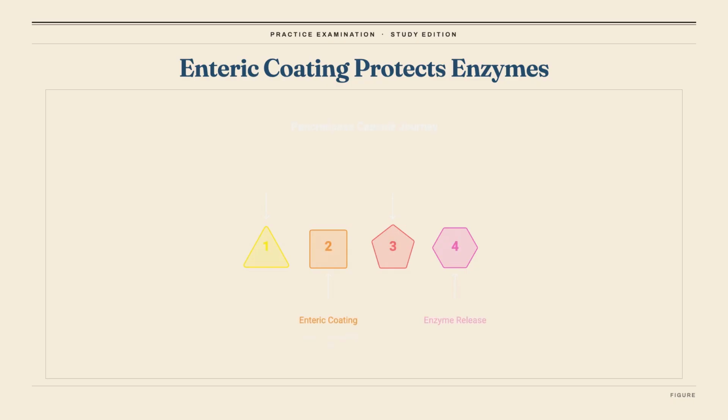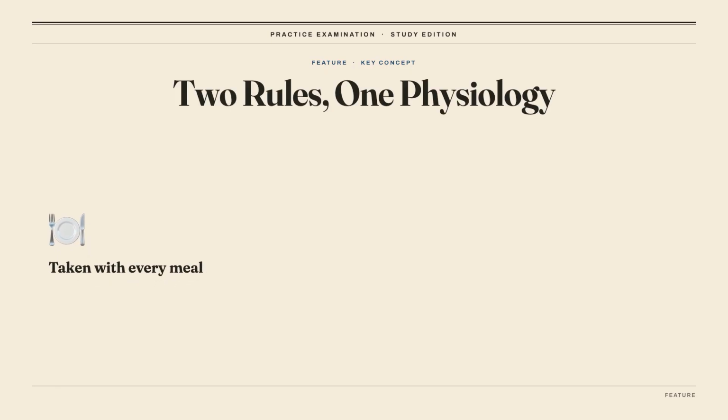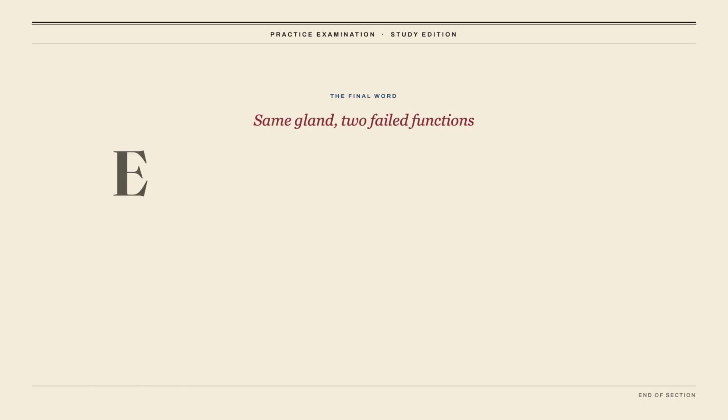The enteric coating exists to shield enzymes from gastric acid until they reach the duodenum. Crushing or chewing destroys that protection, which is why capsules must be swallowed whole or opened only onto acidic soft food like applesauce. Enzymes only work when present in the gut with food, so every meal and snack needs a dose. And because a damaged pancreas also makes less bicarbonate, a co-prescribed proton pump inhibitor protects enzymes from acid that would otherwise inactivate them in the duodenum.